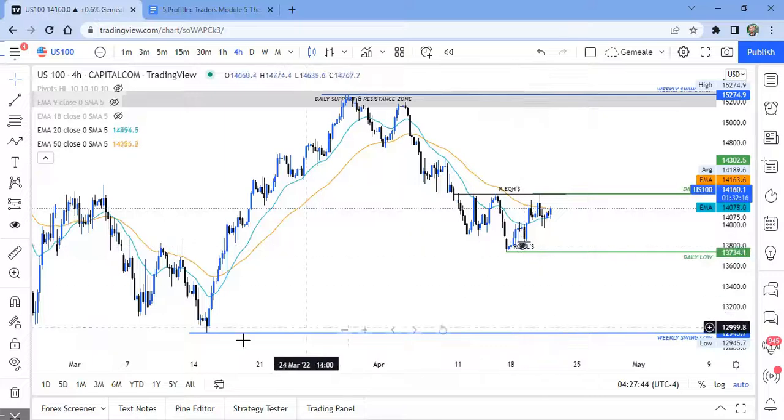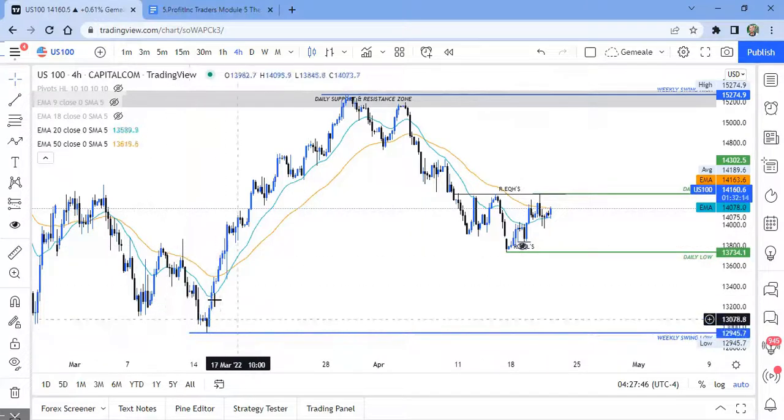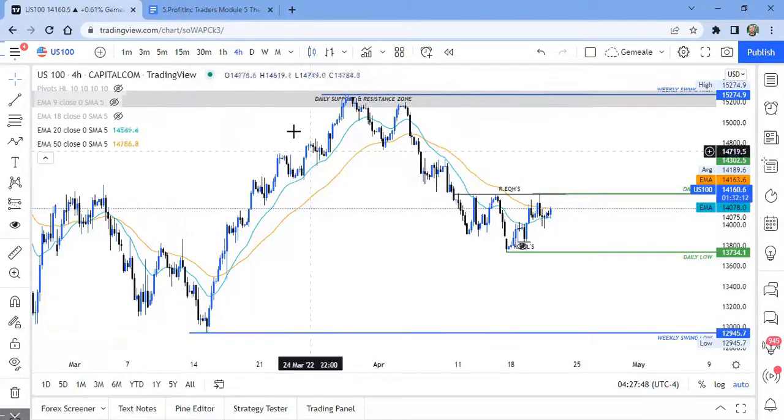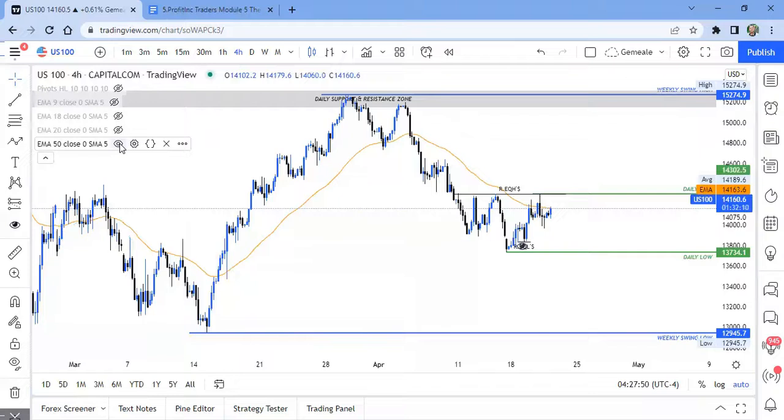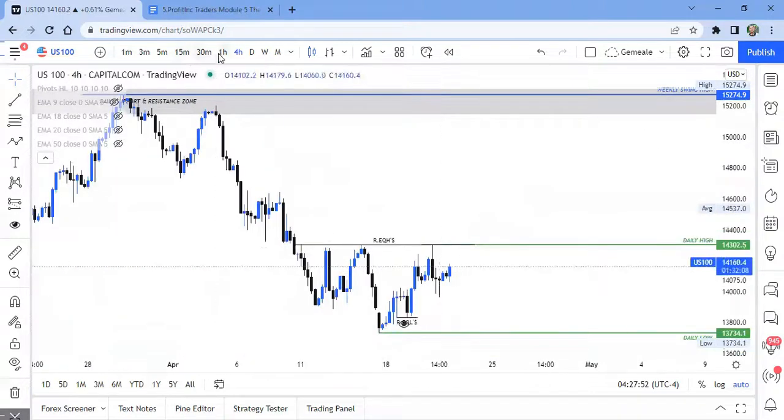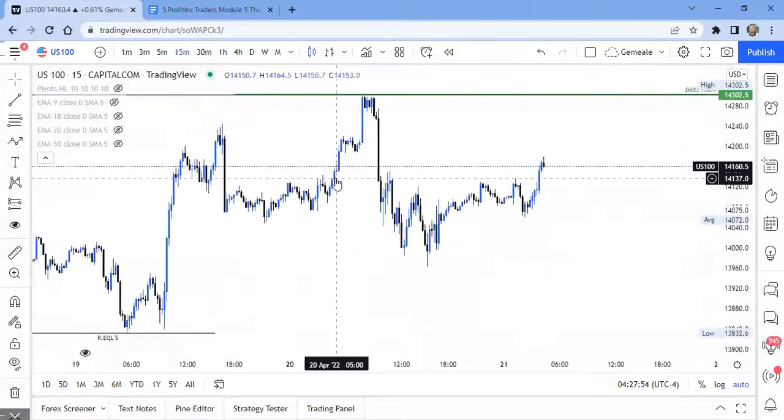If we break this level, we'll be looking to hold our trade until this weekly swing low. Very simple stuff, guys. So let's go back to the 15-minute time frame.